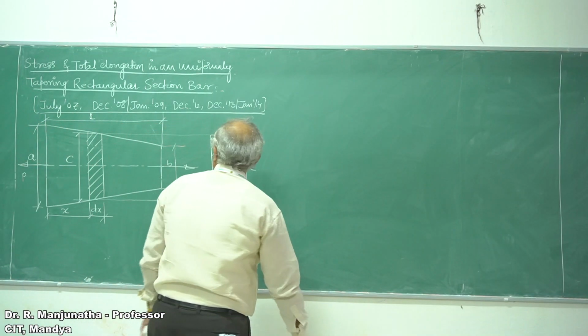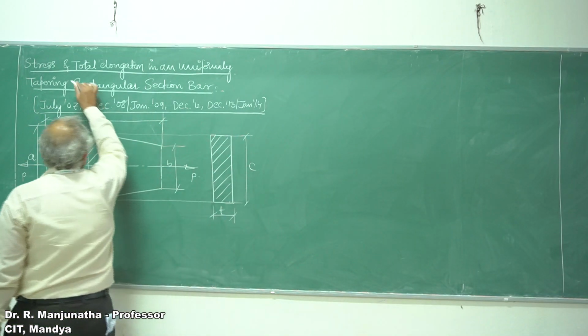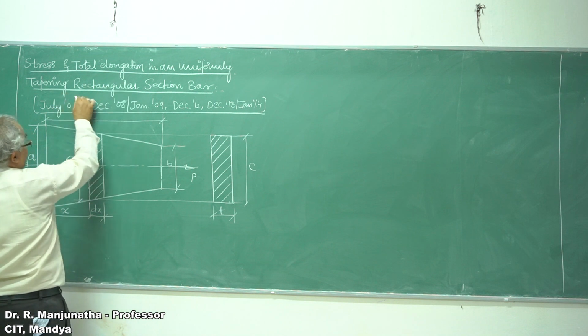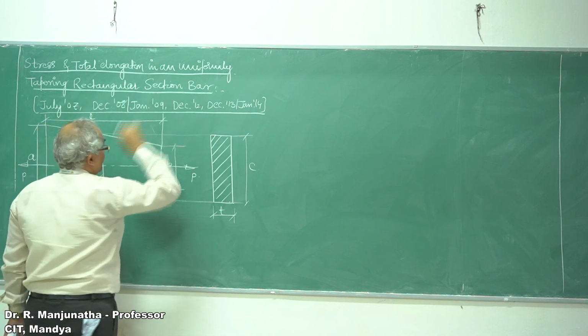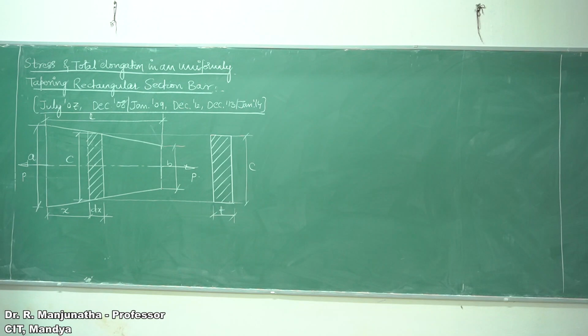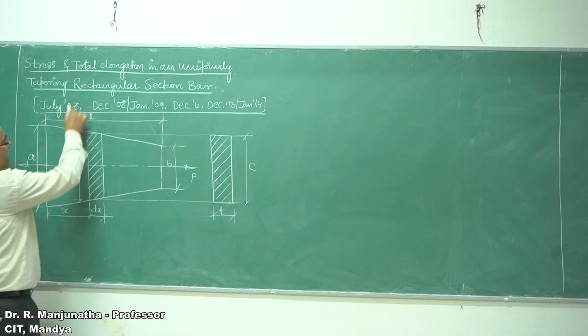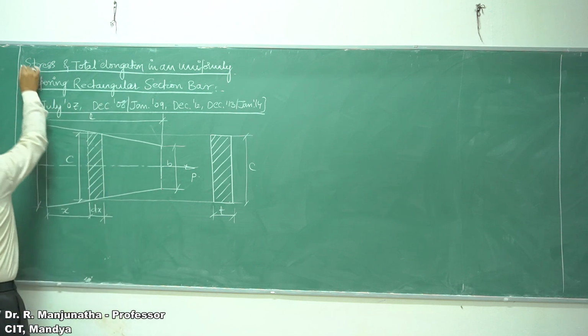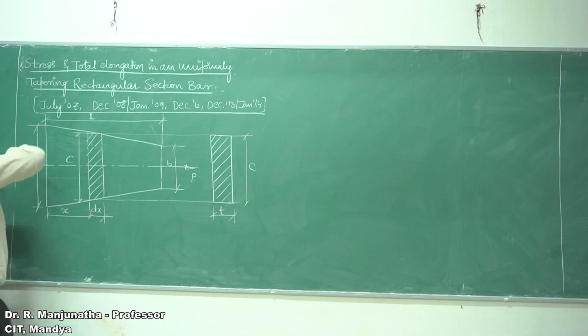Topic: stress and total elongation in a uniformly tapering rectangular section bar. Last time we took the diameter, that is the round bar. Now we will take up a rectangular bar, and this is also an important topic which has been asked many times in examinations.